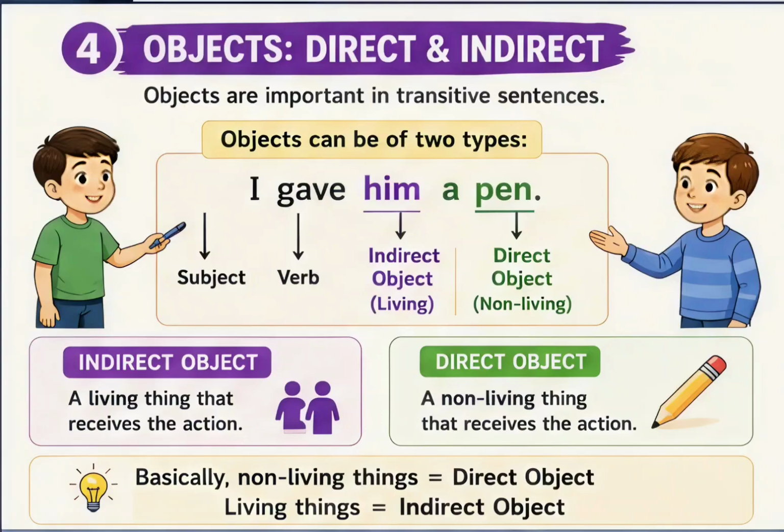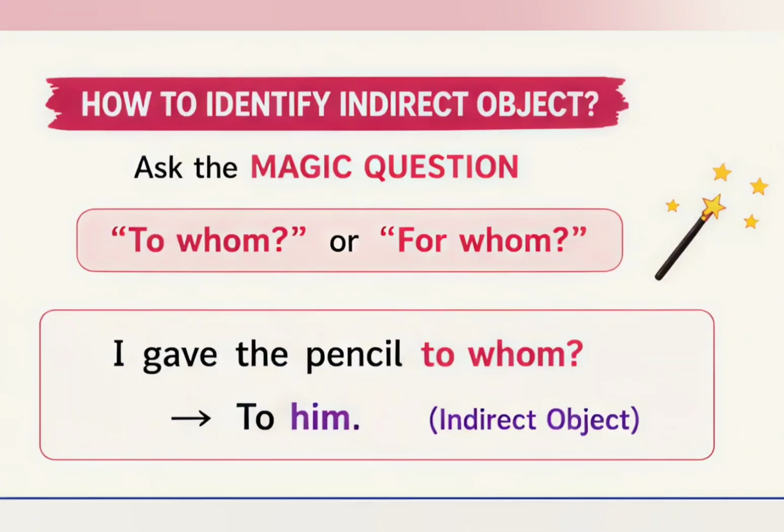Alright. In order to identify whether the object is direct or indirect, we can ask a magic question. We can identify the indirect object by asking for whom or from whom. So the question becomes, I gave the pencil to whom? The answer will be to him. So to him is my indirect object.